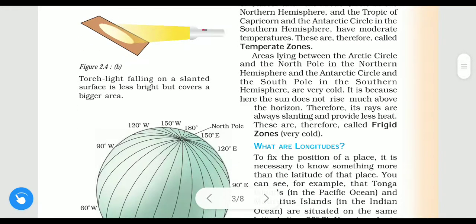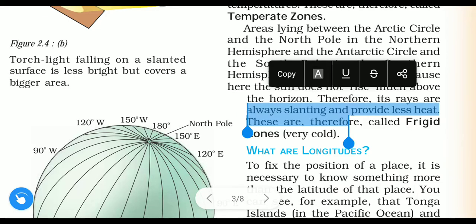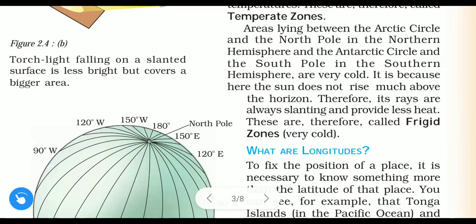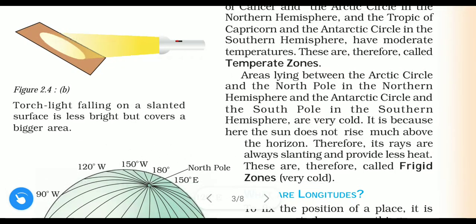See, here it is given that its rays are always slanting, meaning inclining. It provides less heat in the frigid zones; the frigid zone is very cold. So we will stop here.